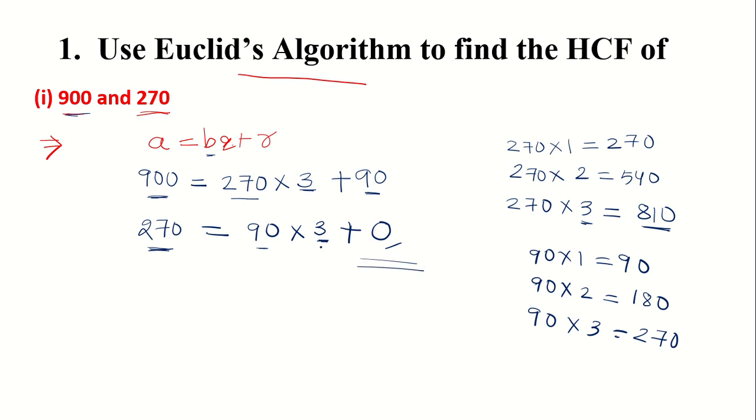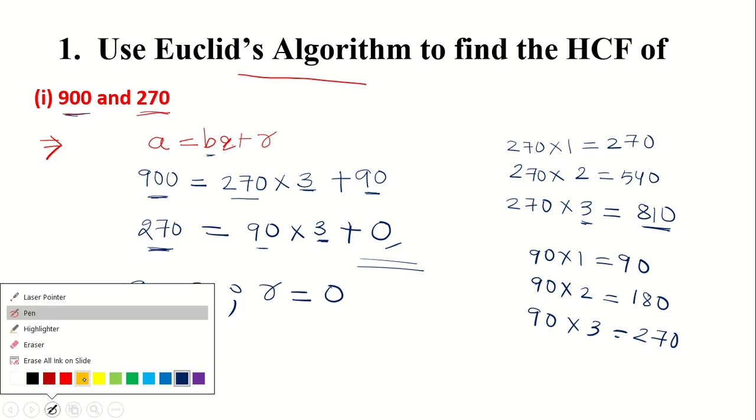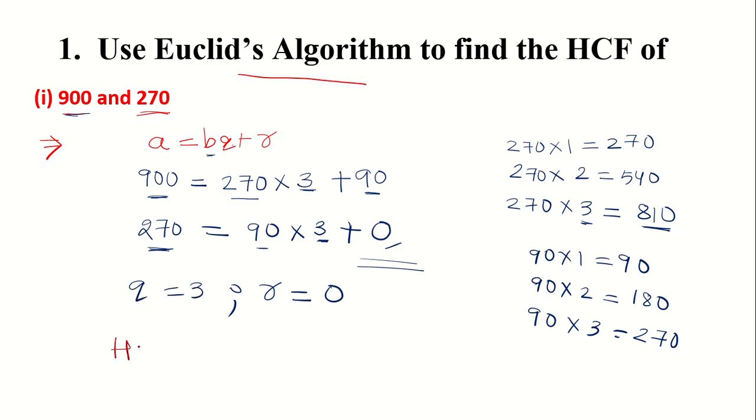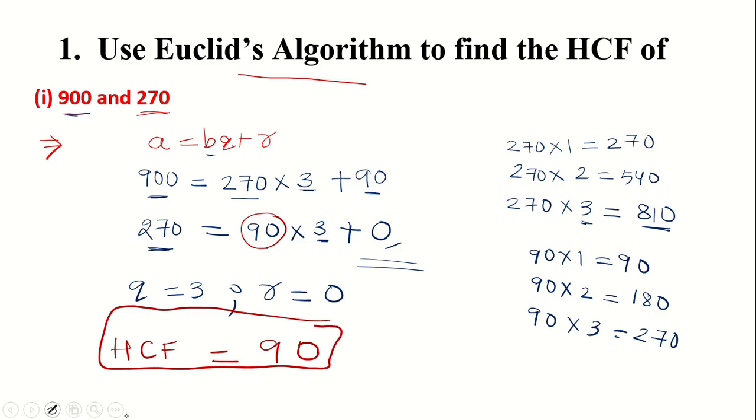What is the quotient here? 3. And what is the remainder? R equals 0. We need to find the HCF, right? What will be the HCF here? HCF is 90. As the remainder is 0, the last divisor is 90. With the divisor 90, we are getting remainder 0. So the HCF here is 90.